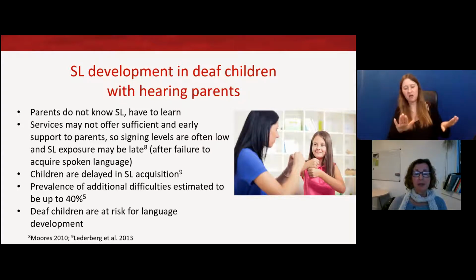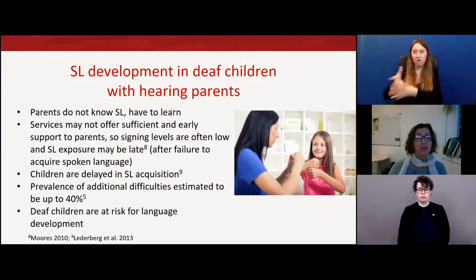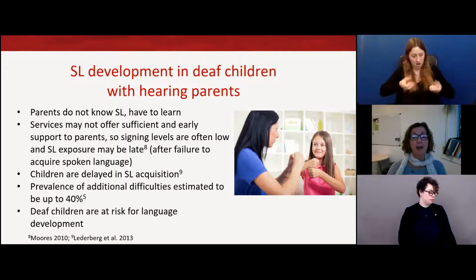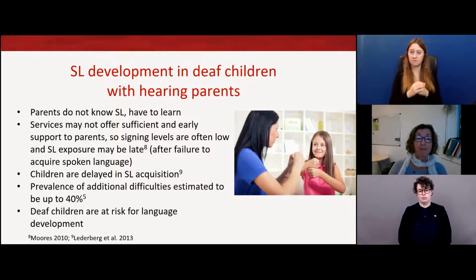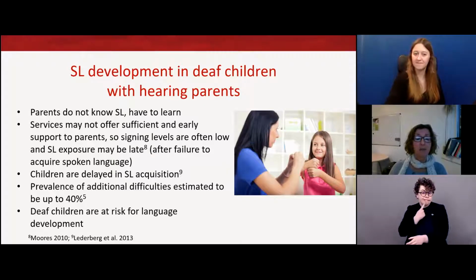So it may well be that children in hearing families are only exposed to sign language when they've failed to develop a spoken language, or until their parents have acquired sufficient skills. So not surprisingly, children in hearing families are at risk for delayed language acquisition in a sign language.